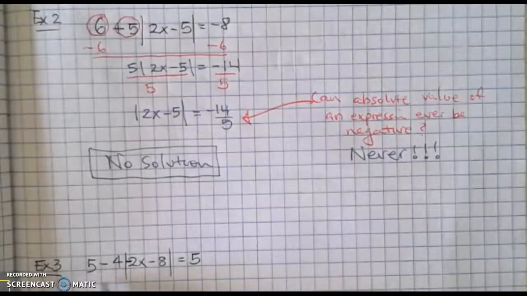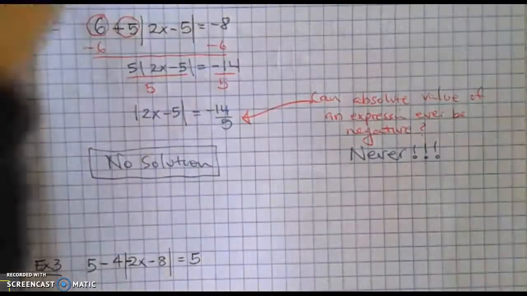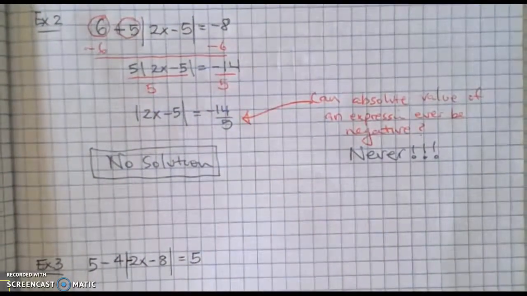So now we're going to go through another problem, this time 5 minus 4, absolute value of negative 2x minus 8, closed absolute value is equal to 5. In class, I asked students to solve this, so please pause the video now and see if you can solve it yourself. Okay, I am going to go through the answers in a minute.